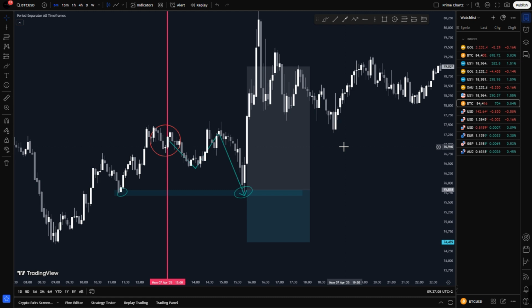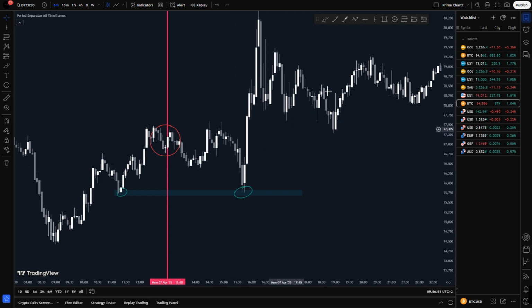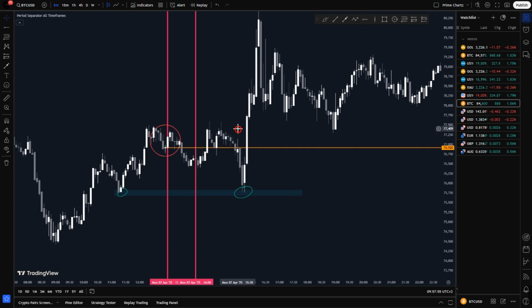Alright, now let's backtest the same chart, but this time using the original 714 method. The first thing we need to do is add our 2 p.m. vertical line. And just like before, we also place a horizontal line at the opening price of the 1 p.m. candle. Once that's done, our focus shifts completely. We're no longer interested in support or resistance zones. The main character in this version is the opening price line and how price reacts to it.